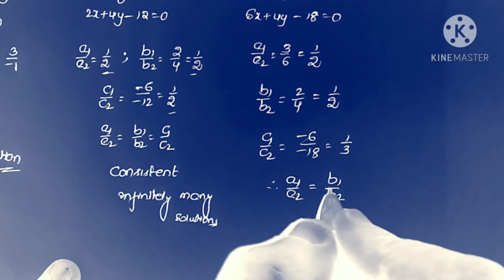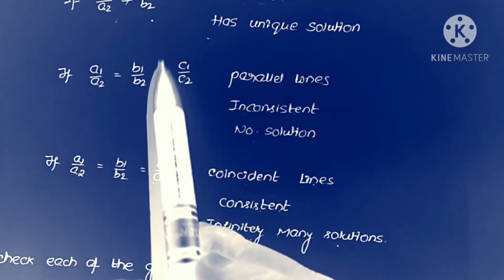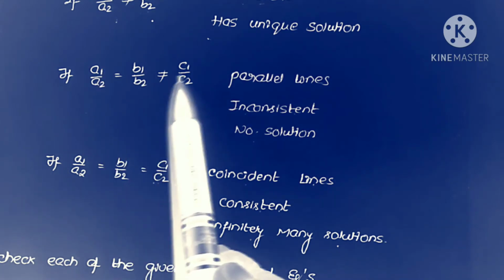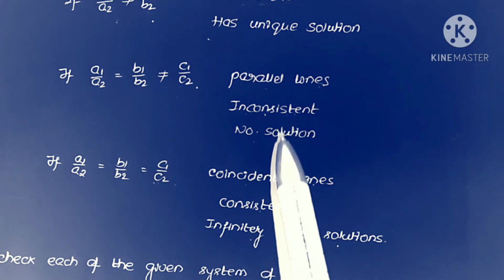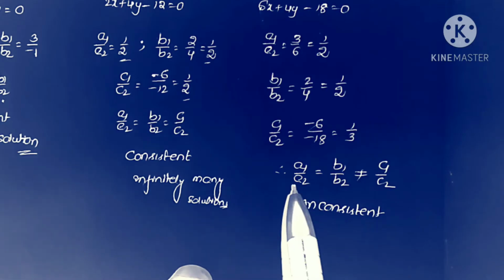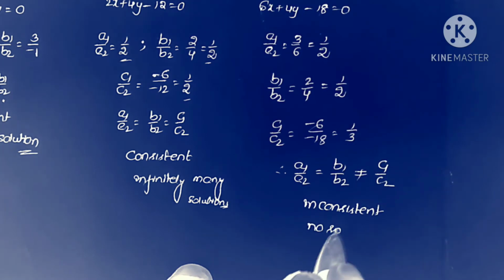Therefore a1 by a2 is equal to b1 by b2 is not equal to c1 by c2. Therefore the lines are parallel, inconsistent, and it has no solution. So parallel lines means it is inconsistent and it has no solution.